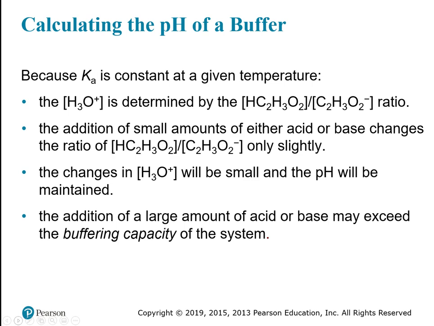Because the Ka is constant at a given temperature, you can determine the amount of hydronium based on the ratio of your weak acid and your conjugate base, which is what we just showed mathematically. When you add a little bit of base or acid, it only changes that ratio a little bit. If you add a lot of acid or base, that may exceed what's called the buffering capacity of the system. So it can't handle that large concentration of acid or base added.